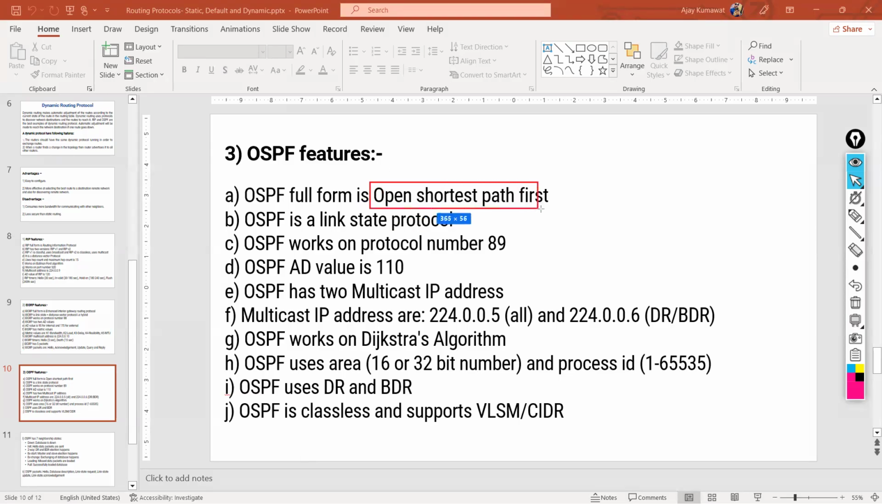OSPF stands for what? Open Shortest Path First. Now, why is OSPF known as Open Shortest Path First? First reason, it is an open standard protocol. Second reason, it uses Dijkstra's shortest path first algorithm. So there are two reasons.